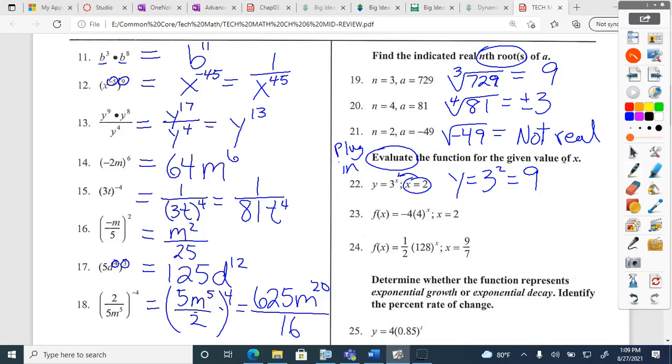23. F of 2 equals, again, -4 parentheses 4 to the 2 power. -64. As long as you put it in your calculator the way you have it written down, it will be right. Okay? Wherever you see negatives, put negatives. Wherever you see parentheses, put parentheses. Everybody with me? We do get negative, what'd you say? 64. -64 is correct.